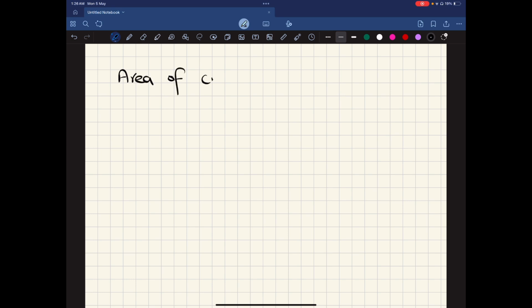Now, the area of a circle is pi r square, where pi is the ratio of the circumference and diameter of a circle.